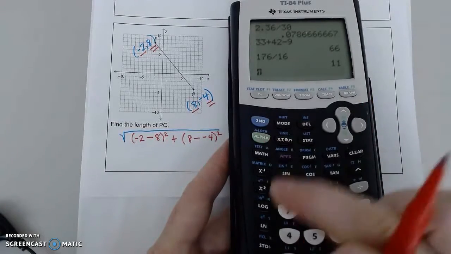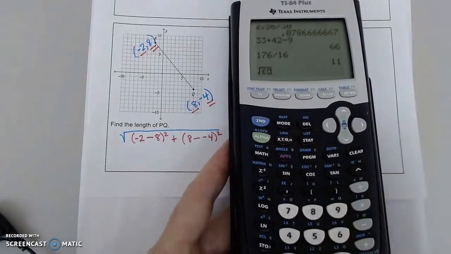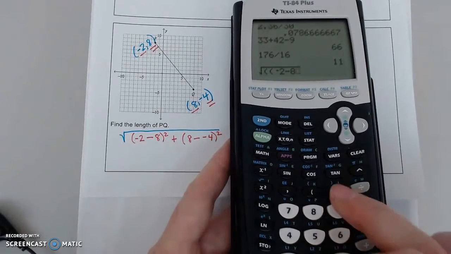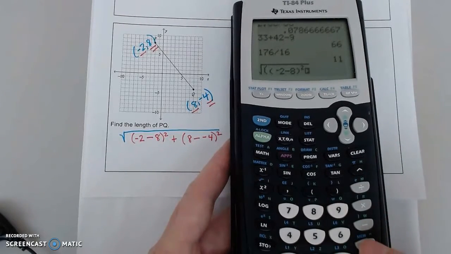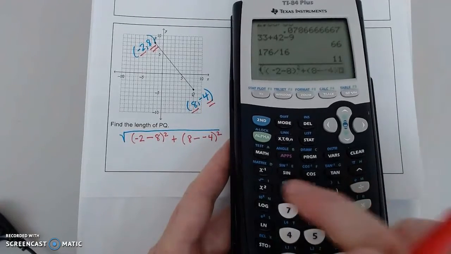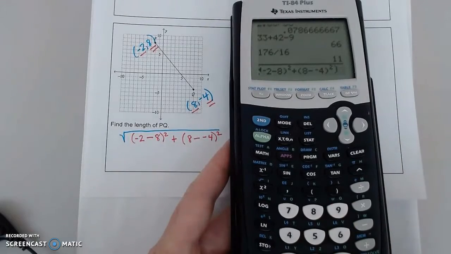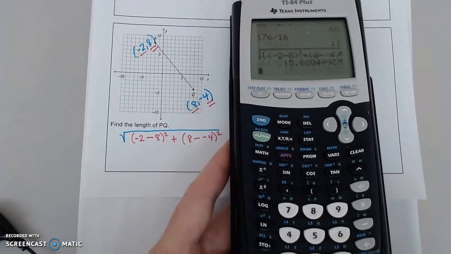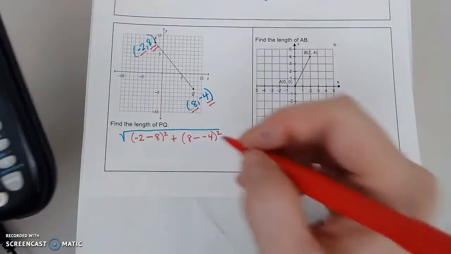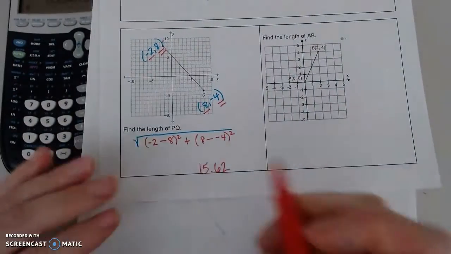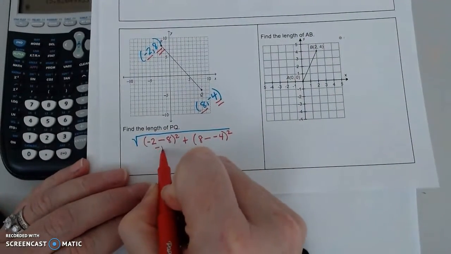Now, you can type that all straight into a calculator, or you can simplify that by hand. But if you use a calculator, you definitely want to use parentheses. So I've got (-2 minus 8) squared plus (8 minus -4) squared, and then I'm going to close my parenthesis because that's all in the square root. So we get 15.62.